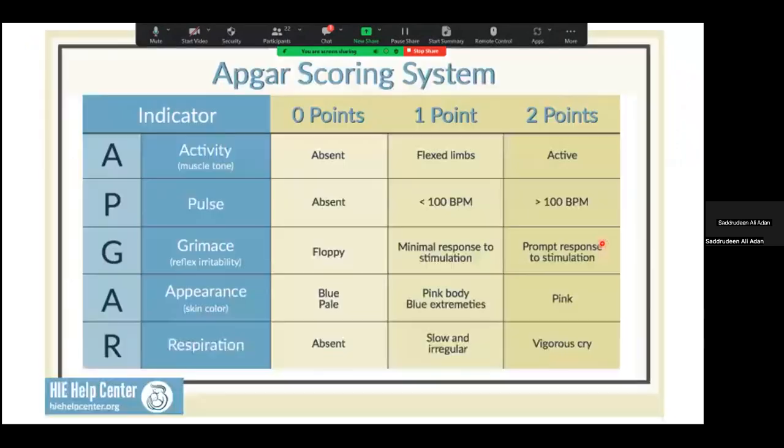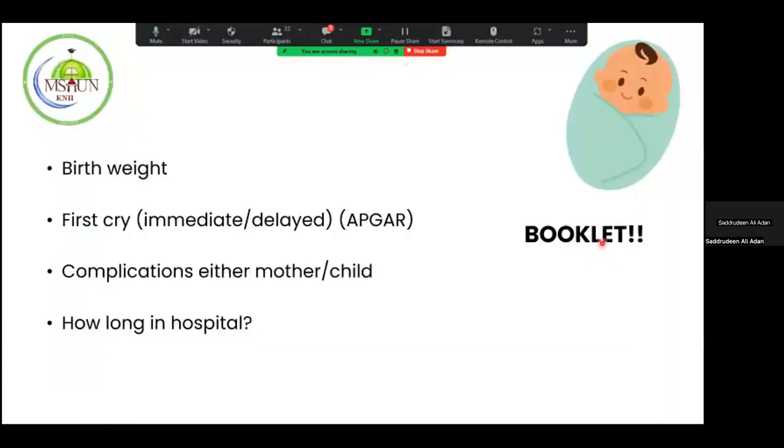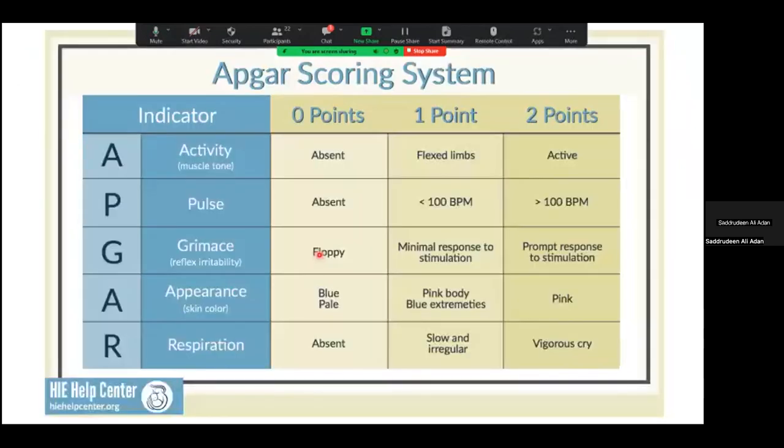So this is just the APGAR. It's not a must. The mother cannot know anything like APGAR. That's why for you, just ask about first cry. Is it immediate or delayed? So basically, the mnemonic is just from the name. They check for activity, pulse, grimace, appearance, and respiration.